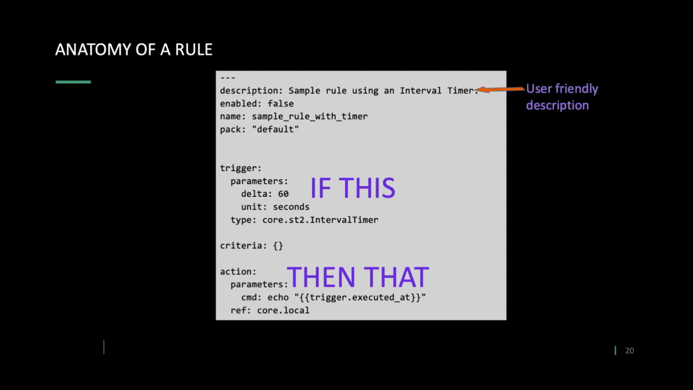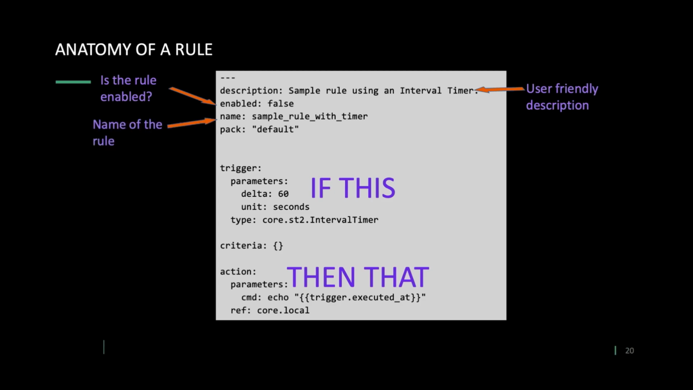So we start with the description, a real simple thing. Just put whatever you want in there to make it readable and knowable to people that are going to use it. Now, this enabled, you can have this true, and so when you load your pack, this rule will become active right away. I don't like to do that. I leave these set to false. That way I can turn them on when I want to start testing.